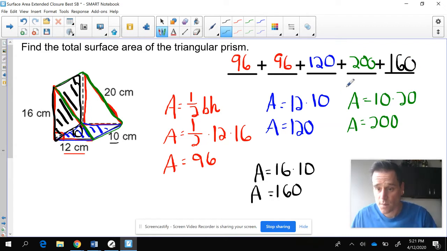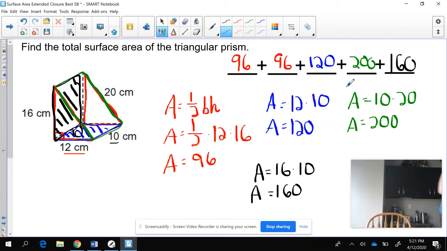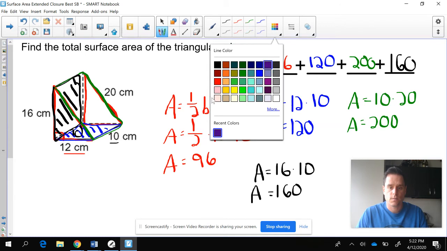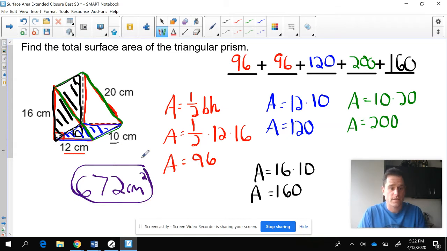Take your time. You guys can grab your calculator. Add all that up and tell me what you got. Always on these, I like to double check my work, make sure that I've got it. So I'm going to write this down. Let's put this in purple. Add all that up. It's going to be 672 centimeters squared. And again, I'm just going to take my time, make sure I double check my work.